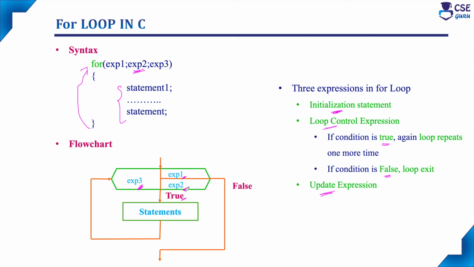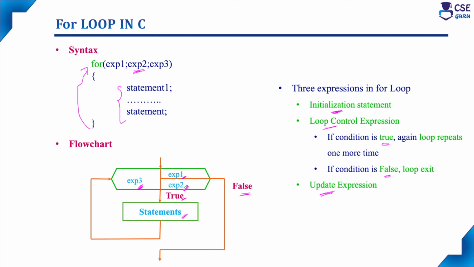That is expression 2. Suppose at any point of time the loop control expression is evaluated to false means this body of the loop will not execute. Control will transfer to the next statements of the C code. That is, control will exit the for loop and it will go to the next statements. Suppose first itself, if the loop control expression is evaluated to false means the body of the loop will not at all execute. That is, it will not execute even one time. Control will transfer to the next statements in the C code.